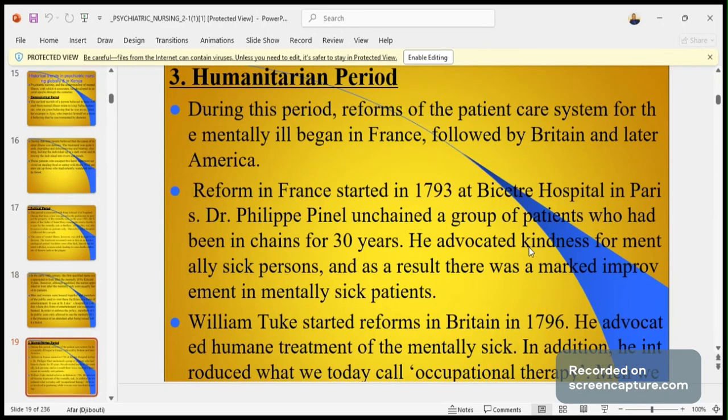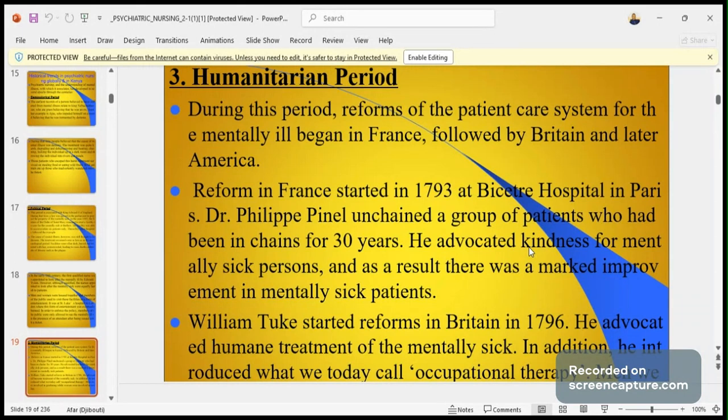During this period, reforms of the patient care system for the mentally ill began in France, followed by Britain and later America. And the reform in France started in 1793 at Bicetre Hospital in Paris. So Dr. Philippe Pinel unchained a group of patients who had been in chains for 30 years. So he advocated for kindness for mentally sick persons, and as a result, there was marked improvement in mentally sick patients. And then William Tuke started reforms in Britain in 1796.